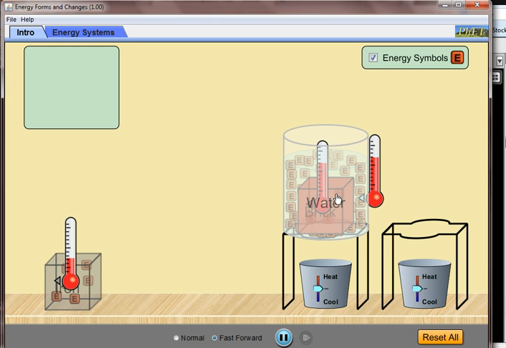Is this clear? When there is an equilibrium, when they are at the same temperature, obviously this transfer of energy does not take place. Now from these experiments the following points should be clear.